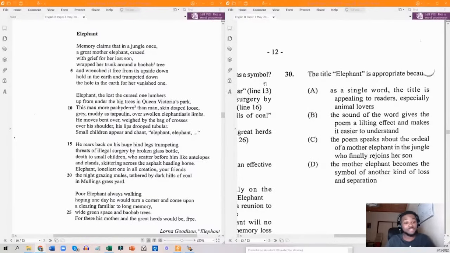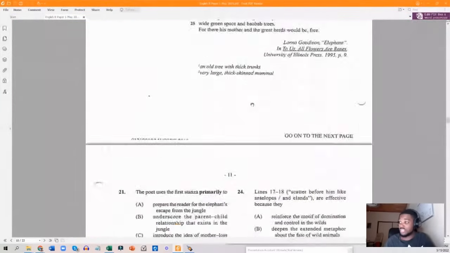All right, guys, we did elephant. Let's go home. That's it. Thanks for joining. I'm joking. We'll finish the paper. Let's finish this paper. All right, so that's elephant.